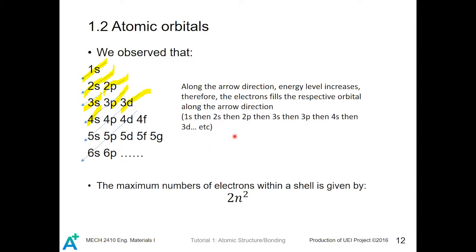And there's also another very useful relation: the maximum number of electrons within a shell. Within a shell means that n, the principal quantum number, is the same for all orbitals within the same shell. It's given by 2n squared. N here also stands for the principal quantum number, and therefore it is also the number of the shell, where you count from the innermost one.